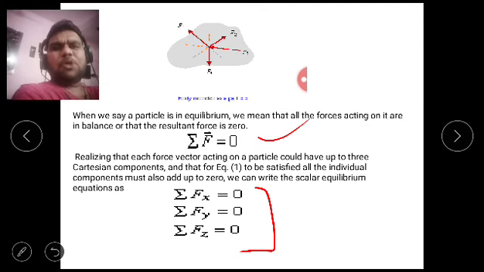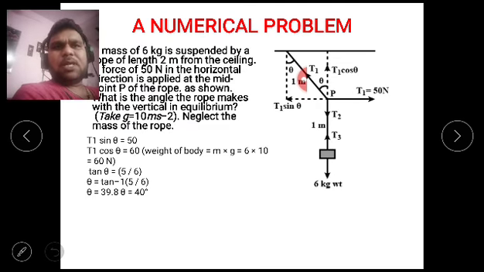So we will do one numerical problem on this concept. I will read out the problem for you. A mass of 6 kg is suspended by a rope of length 2 meter from the ceiling. A force of 50 Newton in the horizontal direction is applied at the midpoint P of the rope as shown. It is asking what is the angle the rope makes with the vertical in equilibrium.